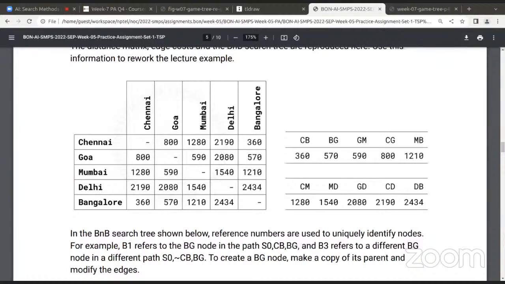And then Goa is the nearest. This is 590. We go to Bangalore. Then from Delhi, Delhi is 1540. Delhi will go to Mumbai, 1040. Okay. And then 1540.